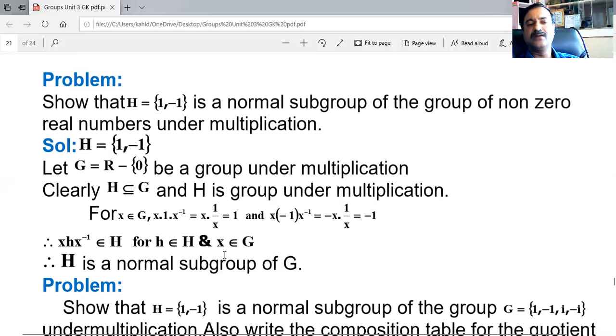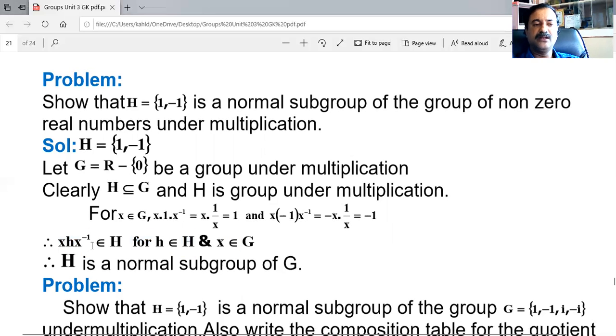H is normal. Simply, we can write it as a definition. In the place of 1 and minus 1, we can put a small h in capital H. Following the cursor, h replaces 1 here, and h replaces minus 1 here. So x h x inverse belongs to H, where h belongs to H and x belongs to G. This is the condition of normality.